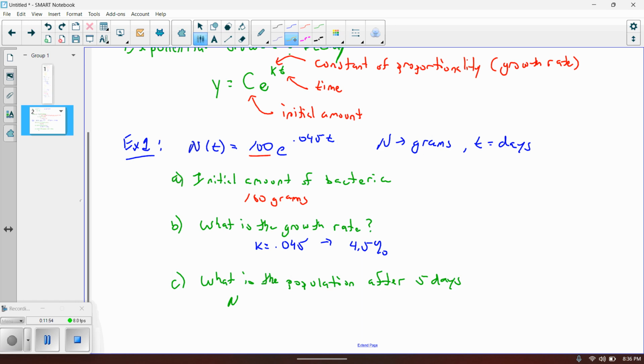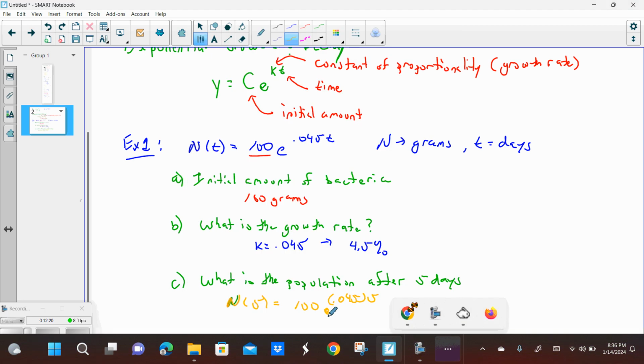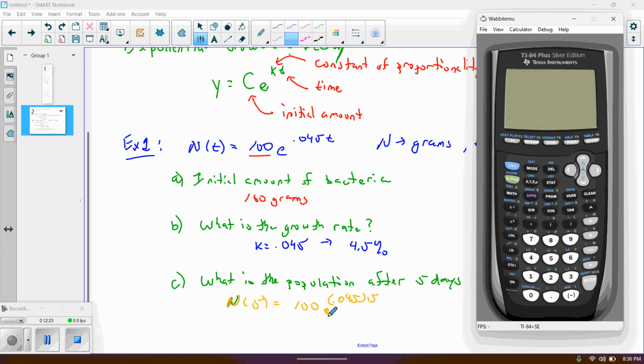Which means we are simply going to plug 5 in for t and see what we get. So that, like I said, is going to be a calculator problem. So let's go ahead and bring the calculator back up. And we're just going to plug this into the calculator, clear out the previous graph that we were using.